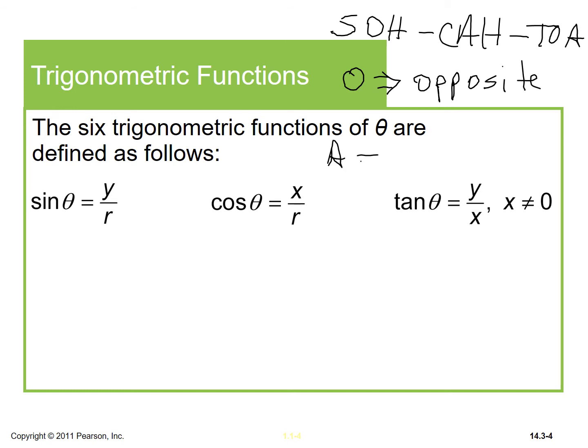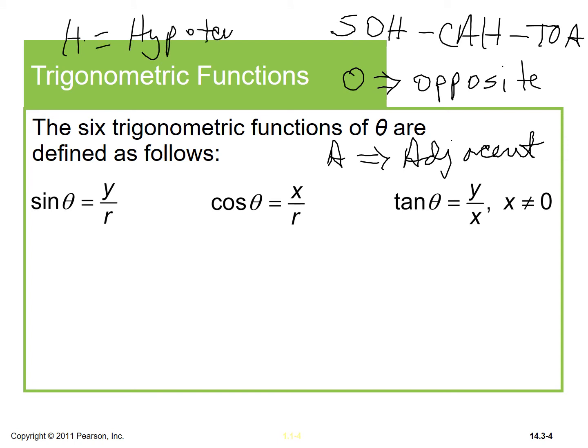A stands for adjacent, and H stands for hypotenuse. So in that right triangle we saw earlier, if you remember what it looked like, that angle is the angle between the hypotenuse and the x-axis. Okay, so that's what theta would be.